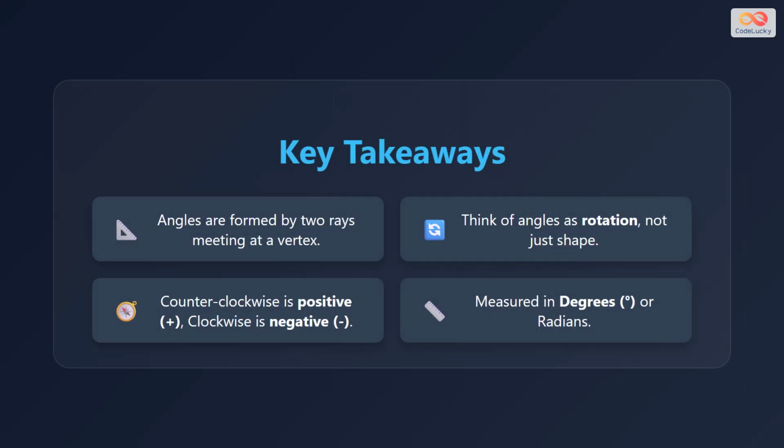To wrap up, remember that angles are formed by rays meeting at a vertex. In trigonometry, view them as rotations. Positive rotation is counterclockwise, and finally, you can measure this rotation in either degrees or radians.